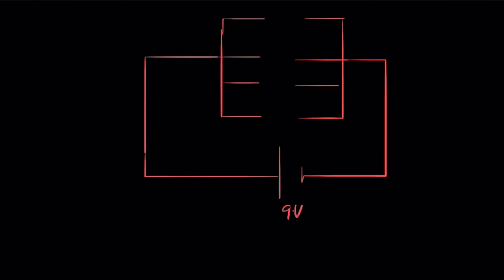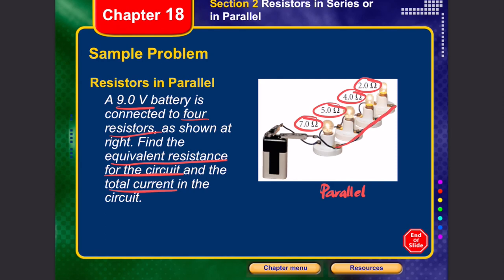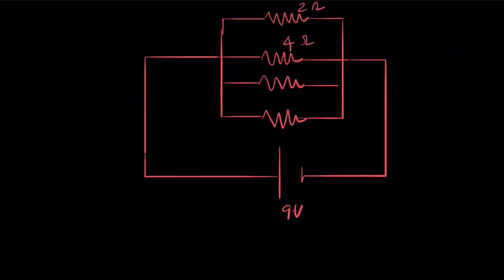So let's try and draw the diagram here. You have a 9 volt battery. We have 2, 4, 5, 7, so 2 ohm, 4 ohm, 5 ohm, 7 ohm, and this is the current I. For each individual resistance here, you get an individual current. So we have I1, I2, I3 and I4. Because we cannot calculate the current I directly, we will have to calculate the individual currents across each of the resistors, or you can calculate using the equivalent resistance principle.